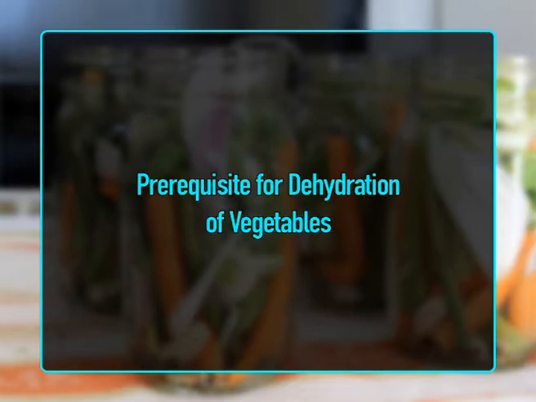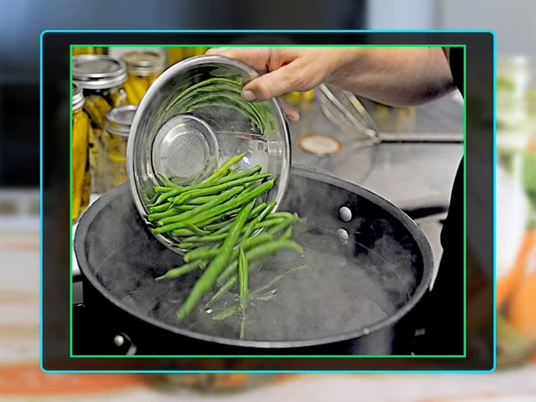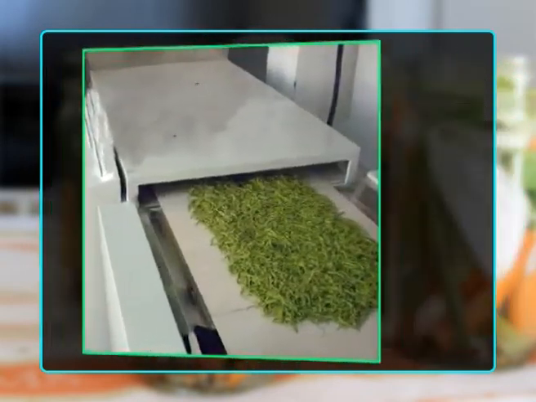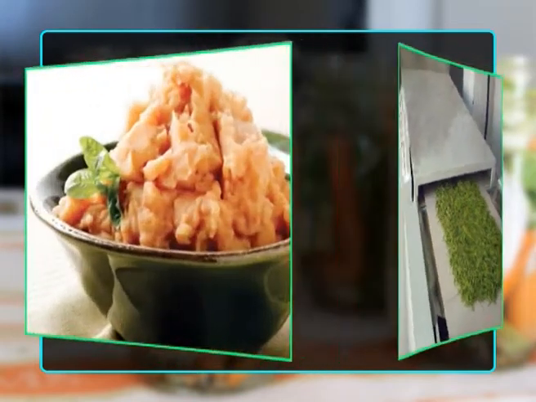Prerequisite for dehydration of vegetables. Vegetables are washed, peeled, cleaned and may be sliced or diced prior to dehydration. Blanching for 2 to 7 minutes using hot water or steam and SO2 inactivates the native enzymes. Vegetables are then dehydrated in a conveyor tube dryer at 55 to 60 degrees Celsius till it reaches final moisture content of 4 to 8%.